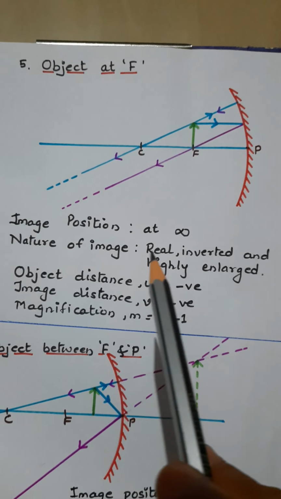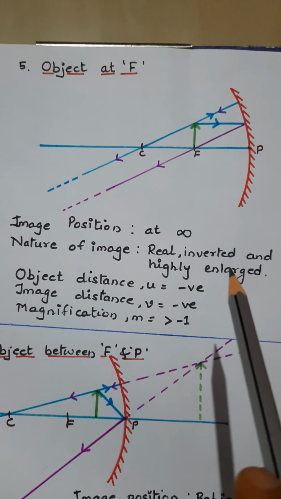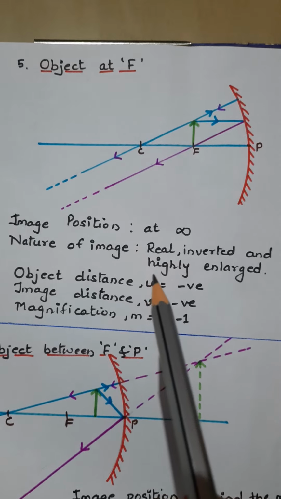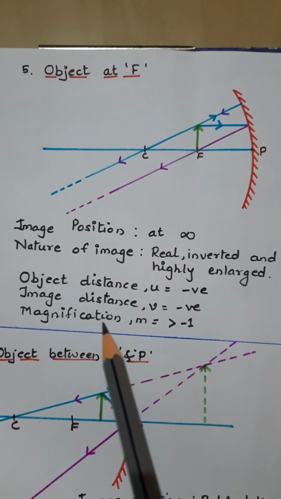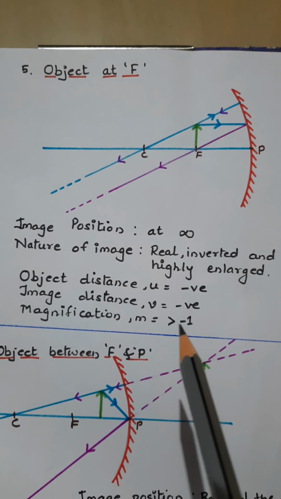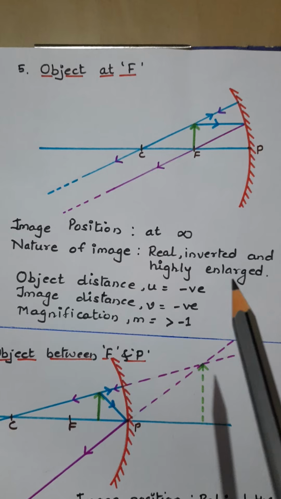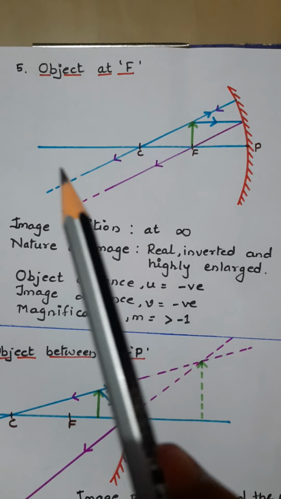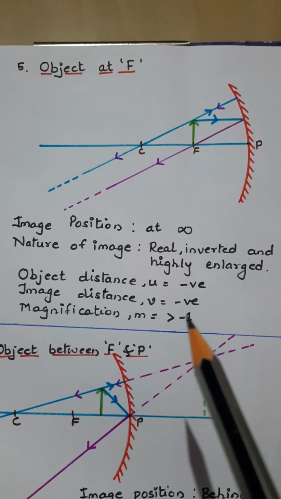In this case, we get a real, inverted and highly enlarged image. As per the sign convention, object distance and image distance will be negative and magnification will be greater than -1. Greater than sign indicates the image is highly enlarged as it is forming at infinity. Negative sign indicates formation of a real image.